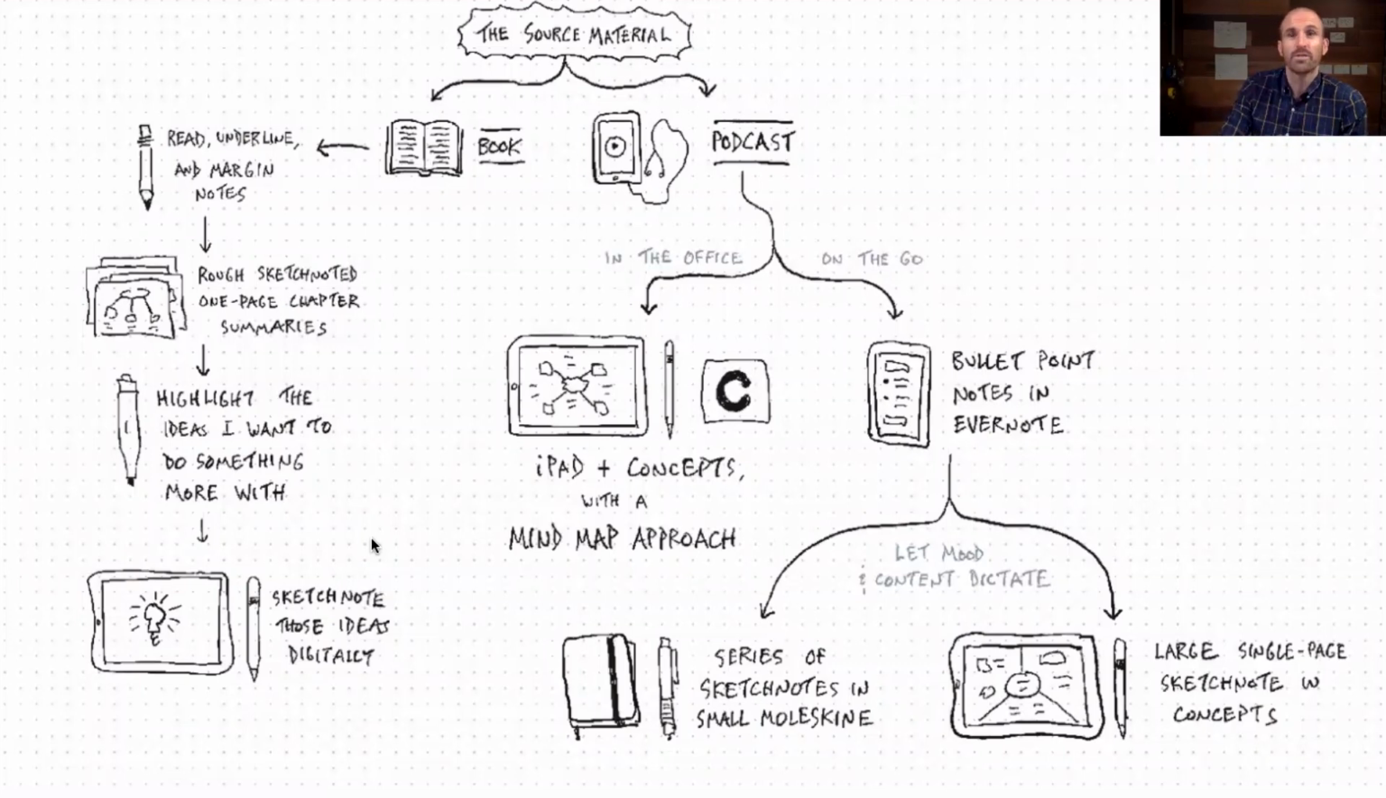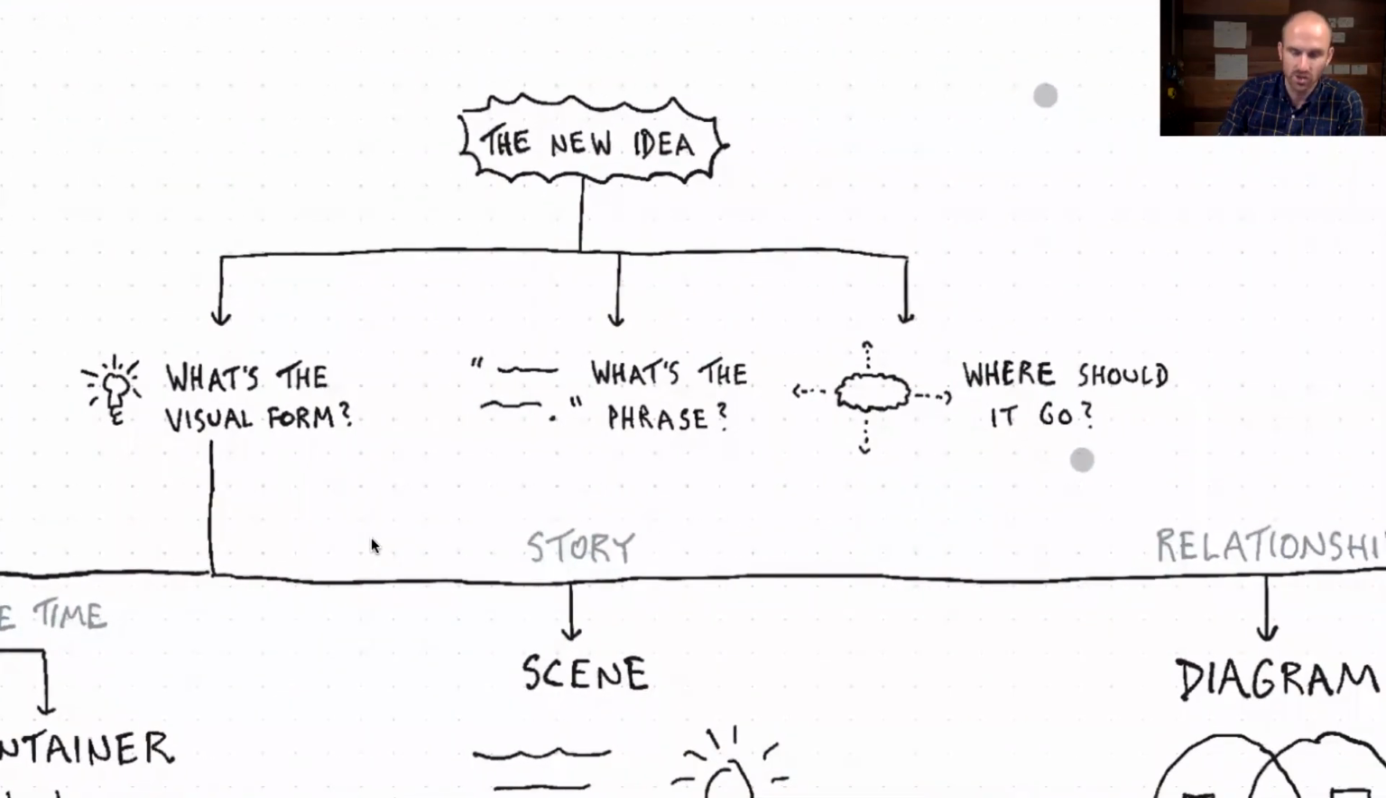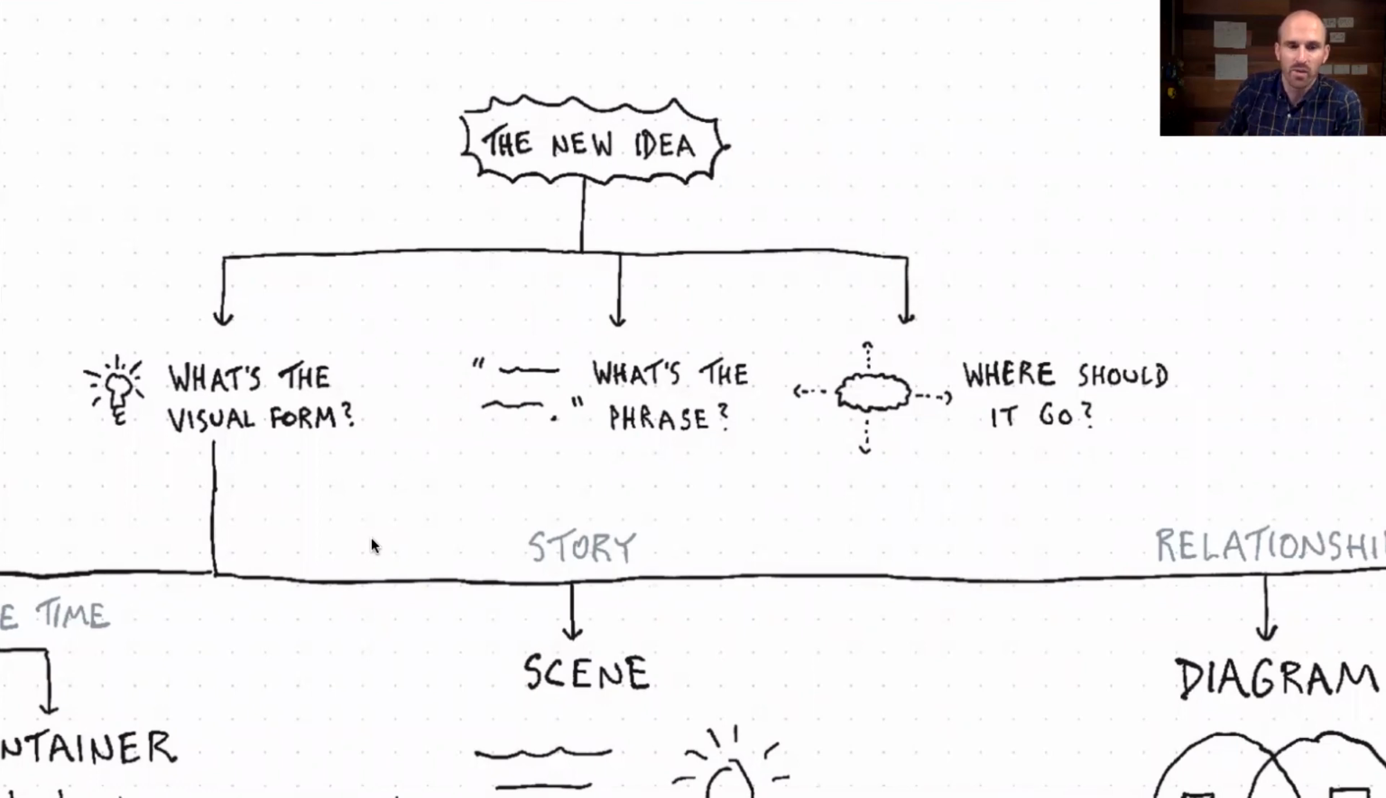This might be a good first stage for you to tackle if you'd like to create your own diagram like this. But then the next question that comes up is, how do you actually visualize each of the individual ideas that you want to take notes on? And that's where this next section comes in. Like, what do I do with each new idea? And I've identified kind of three questions that I need to answer.